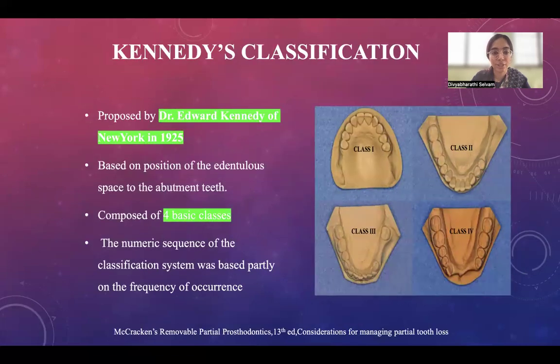Coming to Kennedy's classification, it was proposed by Dr. Edward Kennedy of New York in 1925. It is based on the position of the edentulous spaces to the abutment teeth. It is composed of 4 basic classes. The numeric sequence is based on the frequency of occurrence, which means class 1 occurs at a much higher frequency than class 2, followed by class 3 and class 4.